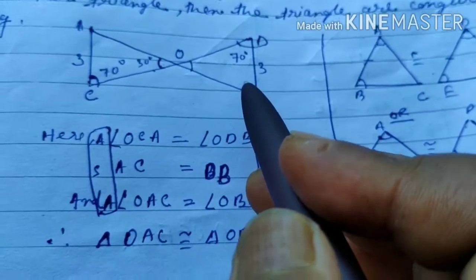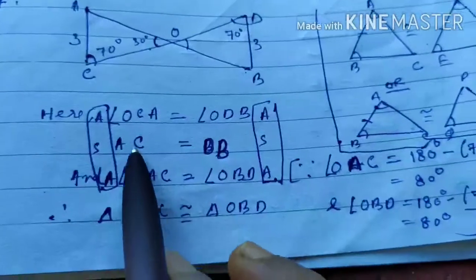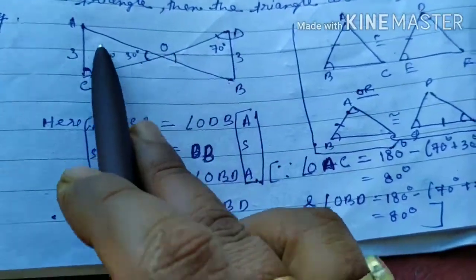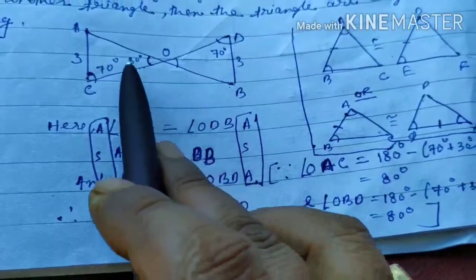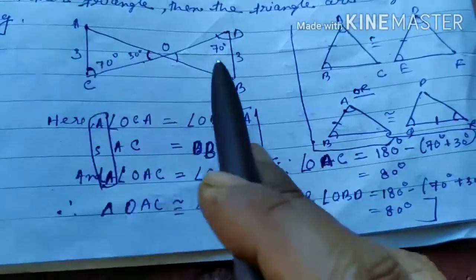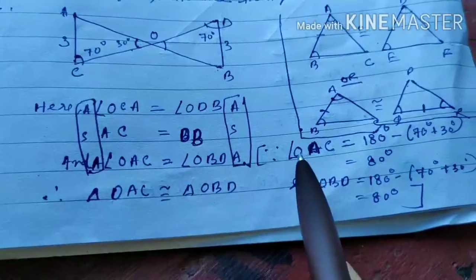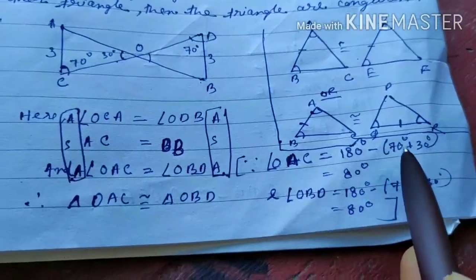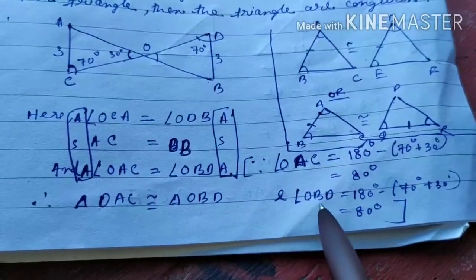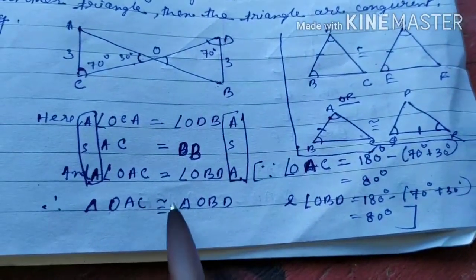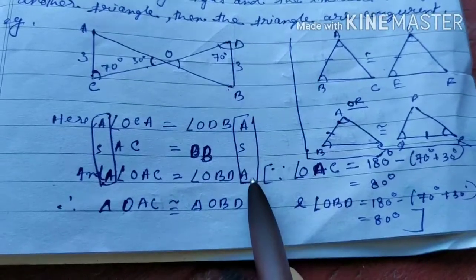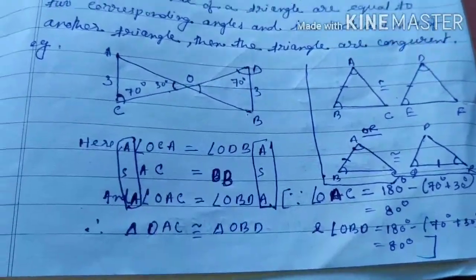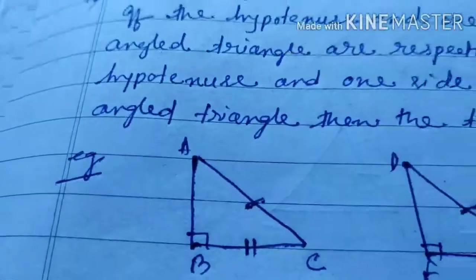So see here, OAC has a 70 degree angle. Then side A equals side B, and angle A is also equal to angle B. So in triangle OAC, 180 minus 70 plus 30 degrees gives 80, and OBD is also 80. So the two triangles are congruent according to angle side angle.